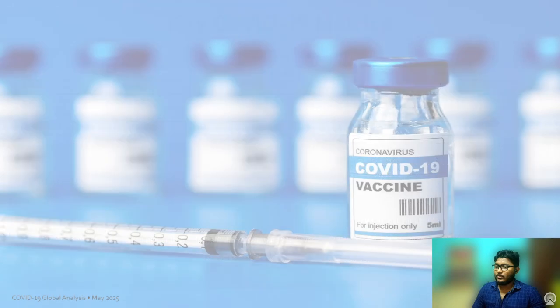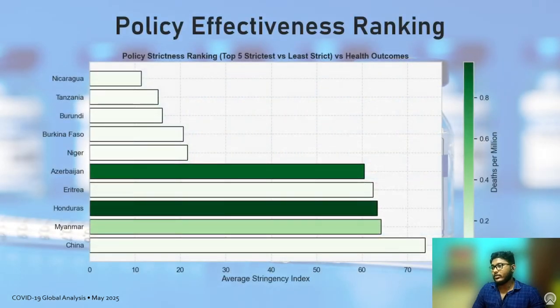Now, if we move on to the policy effectiveness study, we see that these are the 5 countries with the least stringency index, and these are the 5 countries with the highest stringency index. Now, what do we observe here? That some of the strictest countries like China and Myanmar had a very low death rate, even though for China, it's hard to say because China, as we know, reportedly was not very cooperative with reporting. So there's that.